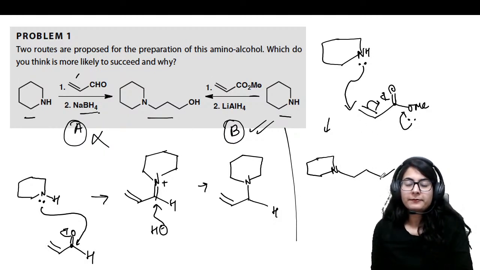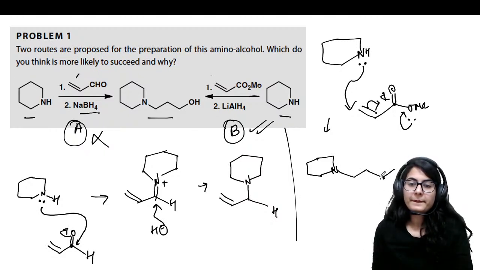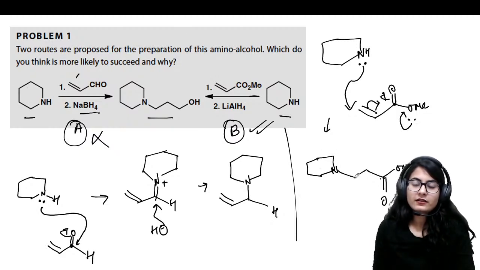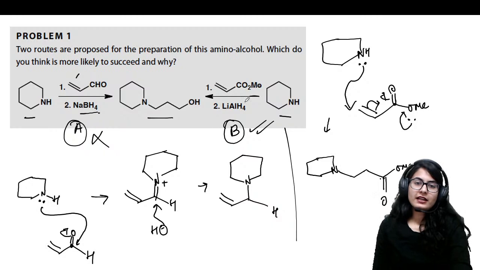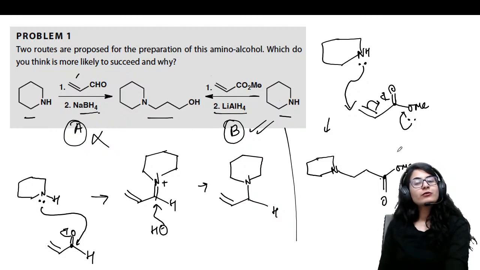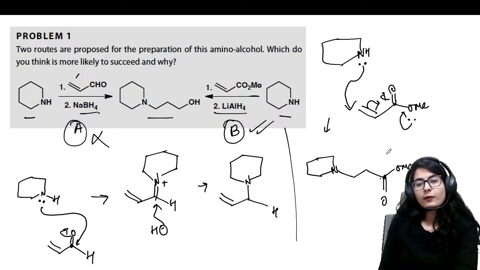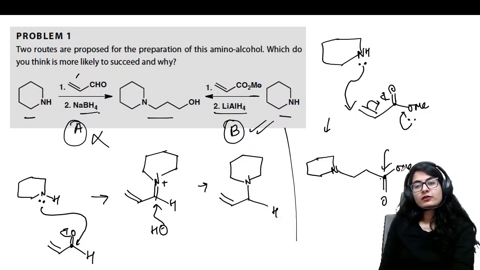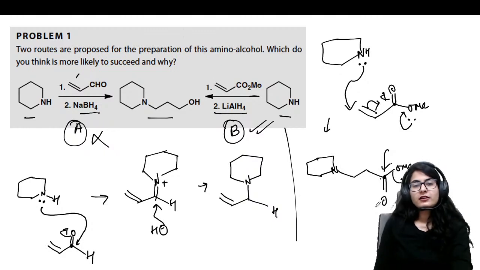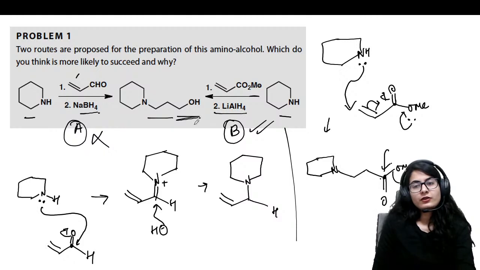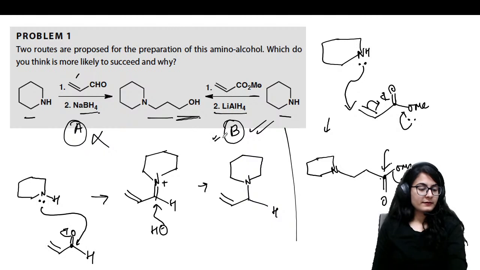One, two, and three. Alright, so you can just write it like this only. Okay, and finally लिथियम एल्यूमिनियम हाइड्राइड रिडक्शन, क्योंकि ये एस्टर है. एस्टर में कितने मोल्स चाहिए? 2 मोल्स चाहिए. One hydride attacking over here to remove this OMe, और एल्डिहाइड से फिर रिड्यूस करके it's going to give you alcohol. So yeah, absolutely you require this in the B process.